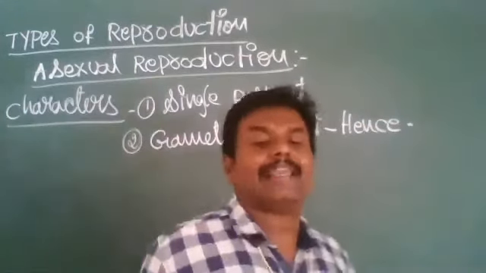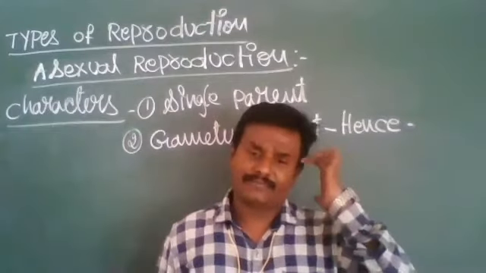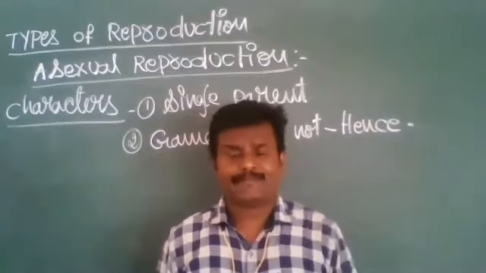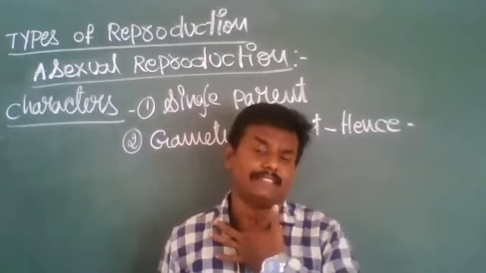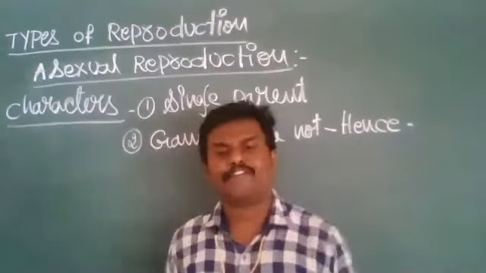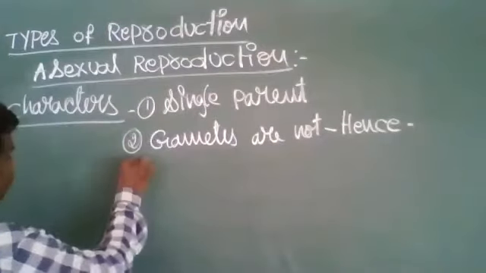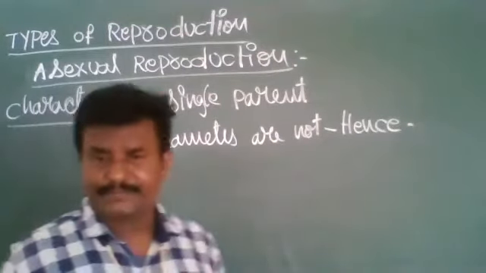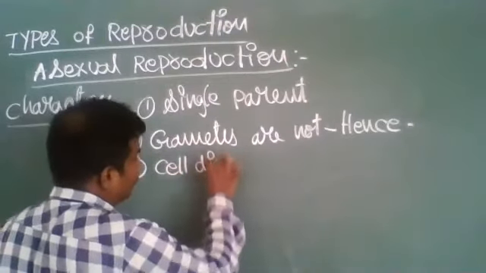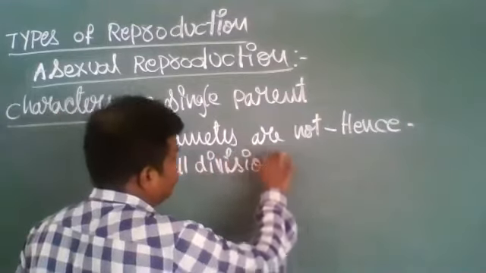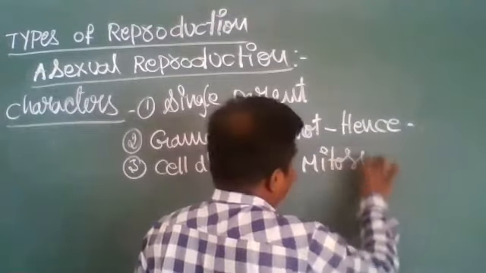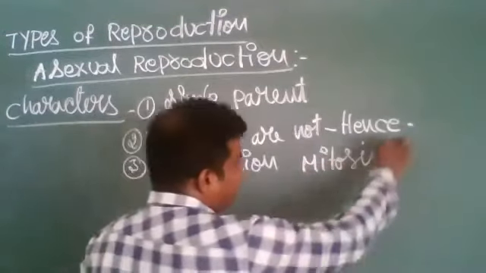Somatic cells directly divide, and the parental organism divides and forms new organisms. In single-celled parents and multicellular parents, cell division is itself a type of reproduction. Generally, cell division occurs either by mitosis or amitosis divisions.